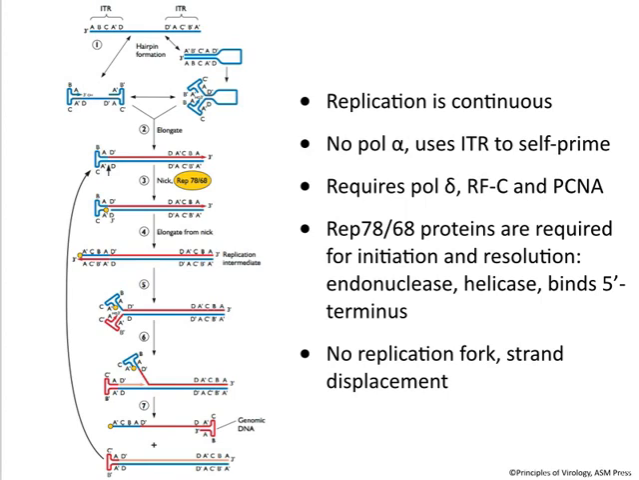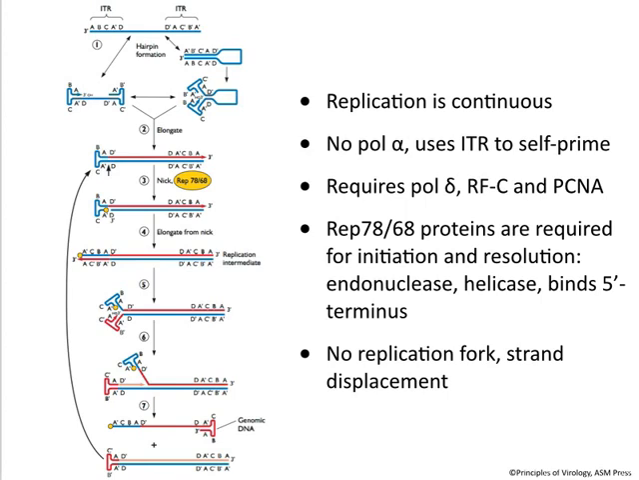And then we have this double-stranded product, which is the product of the strand displacement right here. And that can go back into this pathway. It can be nicked by Rep78, extended, and copied again. All right, so that's how the virus replicates. It doesn't need Pol alpha because Pol alpha is used to synthesize RNA primers. We don't have an RNA primer here. It uses the inverted terminal repeat to self-prime, uses Pol delta.